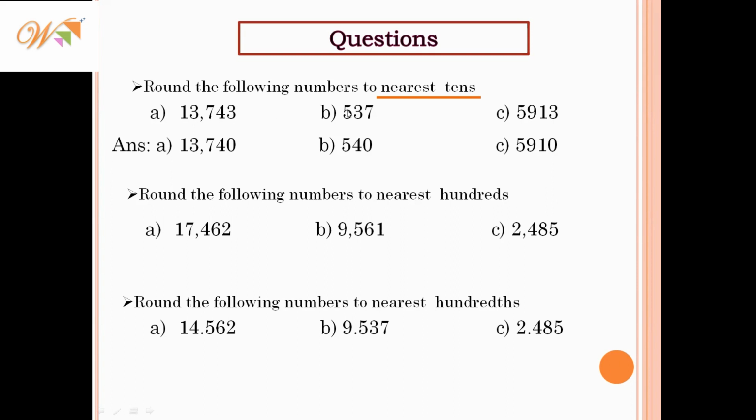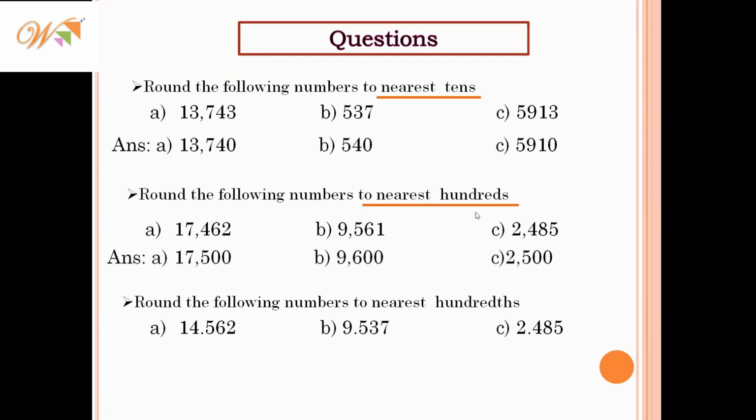In the next one, 537. The number at the tens place is 3. This becomes 540. Why? Because the number on the right of 3 was greater than 5. So, this 3 got 1 added to it. So, 3 became 4 and 7 becomes 0. 5 comes as it is. 5913 becomes 5910. Next one says round off the following to the nearest hundreds.